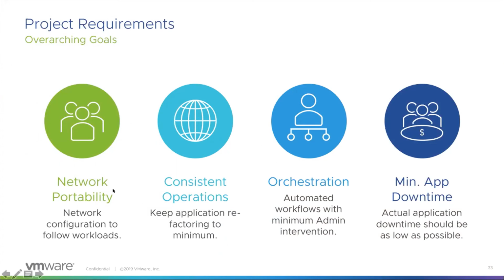And the customer wanted network portability, the ability to retain MAC address and IP address, consistent operations, meaning that all the upstream and downstream dependency mapping of the virtual machine should not be done. The migration should be as seamless as possible. Orchestration, the ability to execute the migration by the system itself. The administrators would only be required to declare how they want the migration to go and at what time they want the migration to go, and with minimum application downtime.